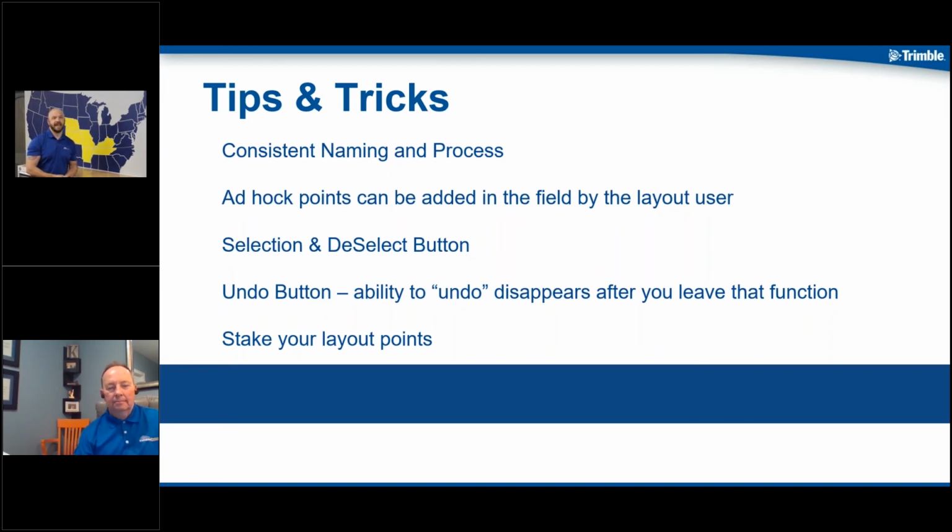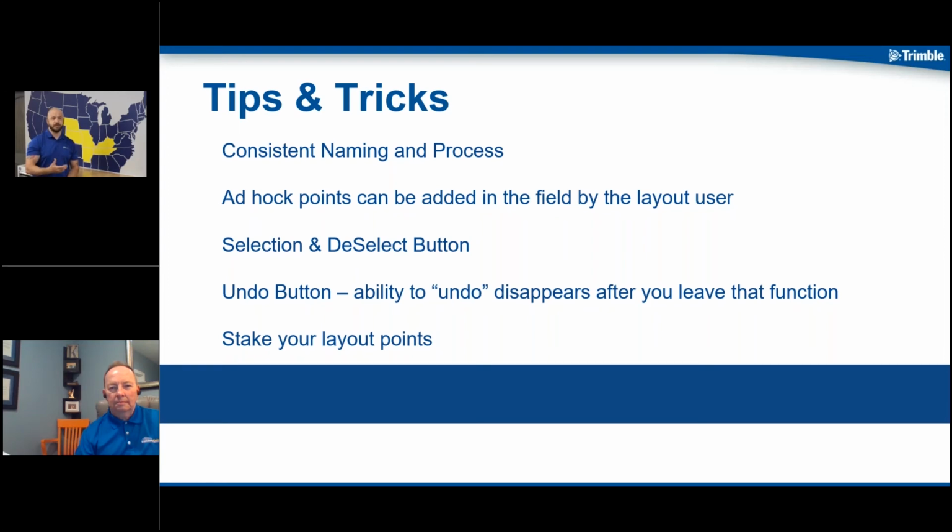The next one here is ad hoc points being added in the field by the layout user. So that's what we really wanted to show you today. In a couple of weeks, we'll show layout to a model and working with models, but this is the ad hoc lines. Say you're a concrete contractor and you want to do an offset because there's an overdig in your way and you want to be able to shoot an offset and pull a tape from that offset. That's one way to do it. Another way to do it is layout to a line, but those are all workarounds.